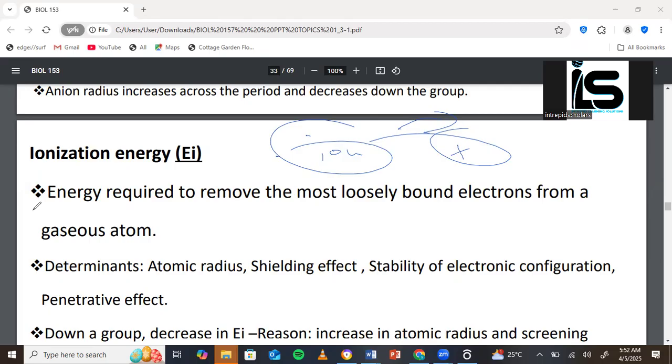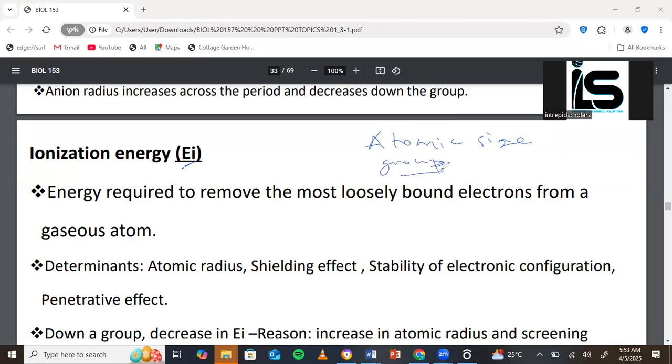Now, take it from me. Every other property we'll talk about here is opposite to the atomic size. So I said atomic size, across the group, when you look at the group, if you are moving across, the atomic size will decrease. Now, all the other properties, the ionization energy, the electronegativity, and then electron affinity will increase. They will act in the opposite direction to the atomic size.